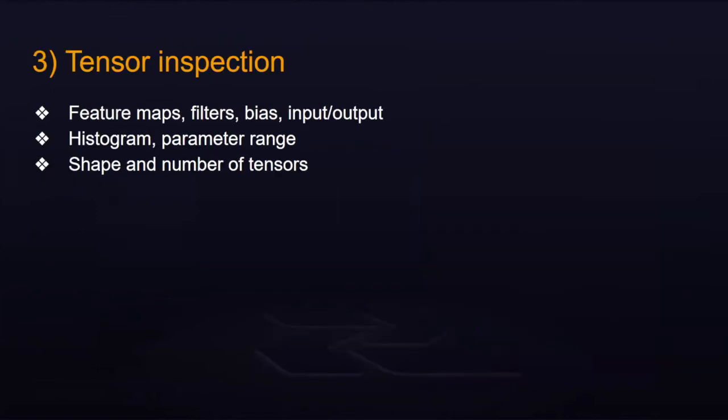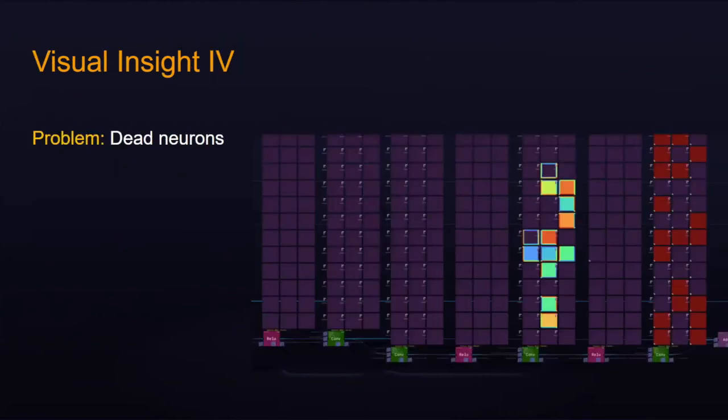And the third and last category that I'm going to talk about is tensor inspection. As I mentioned, we can inspect all the feature maps from all the layers, filters, biases, inputs and outputs, and different parameters from these tensors. We can analyze all of them.